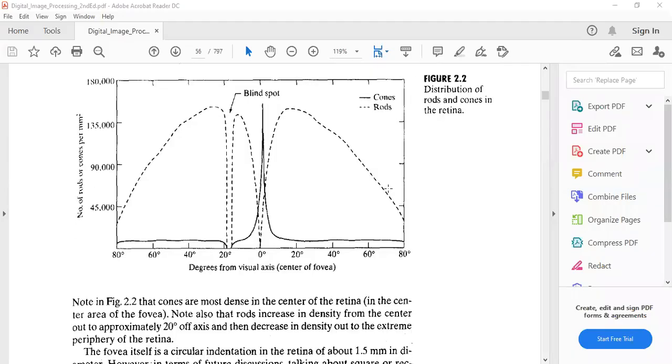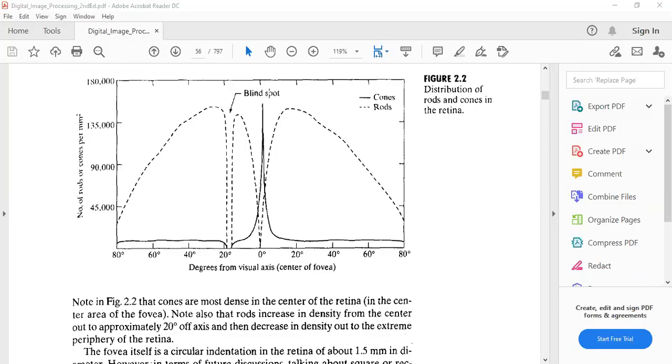This is where we have cones and rods, which are responsible for photopic vision and scotopic vision. Photopic vision, we call it as what? A bright light vision, that is daylight vision. In the day we see all the colors with the help of light. We call that the bright light vision, and the cones are responsible for it. The solid line indicates the cones, and the dotted line indicates the rods.